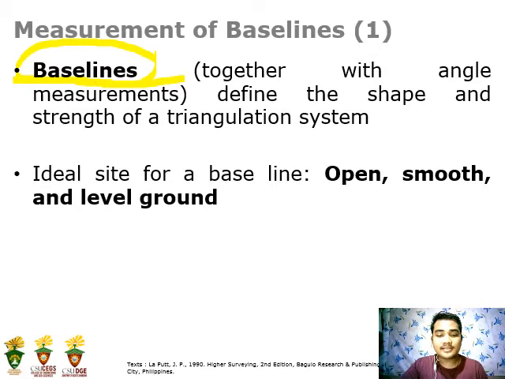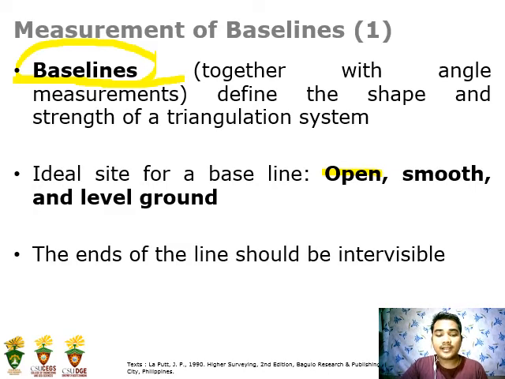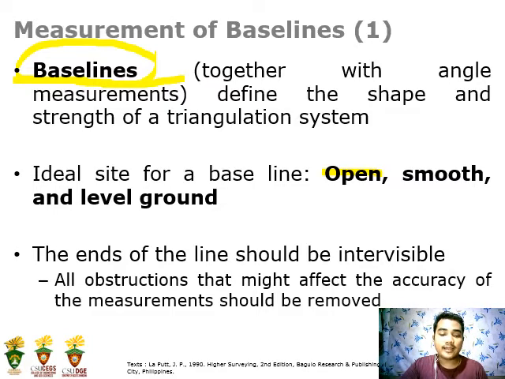The ideal site for a baseline is an open, smooth and level ground. It is ideal as an open space because when you look using aerial photographs or satellite images, you can see it right away. Then the ground is smooth and level. The ends of the line should be intervisible. Since it is open, the two end points of your baseline should be very intervisible. And all obstructions that might affect the accuracy of the measurements should be removed. That is the baseline.